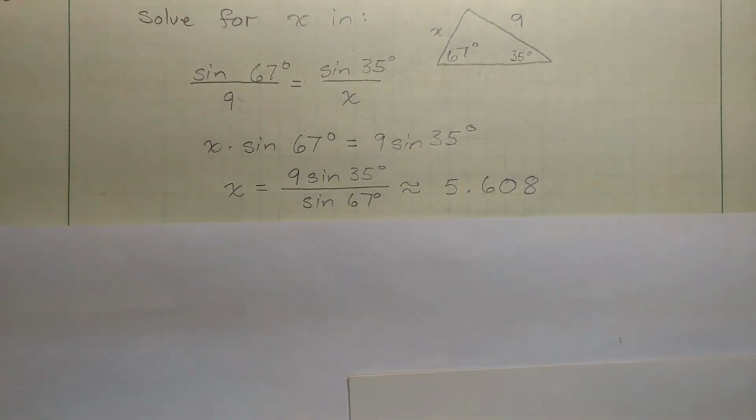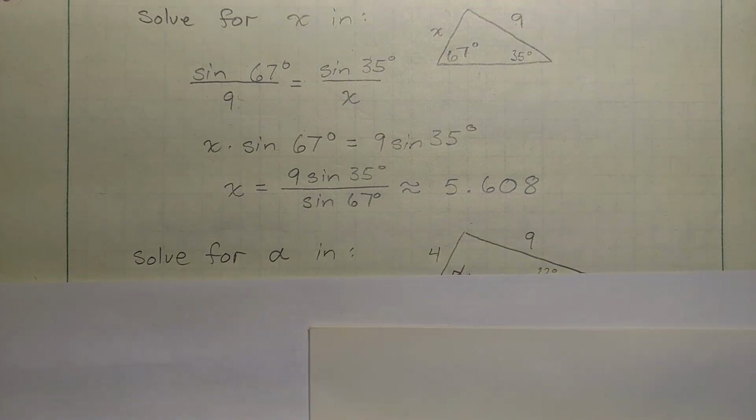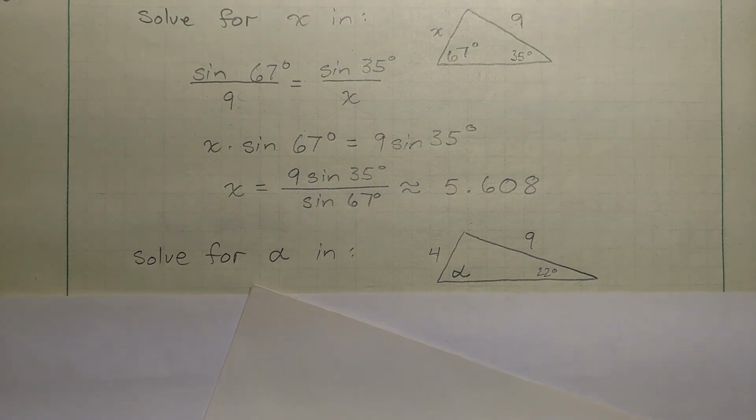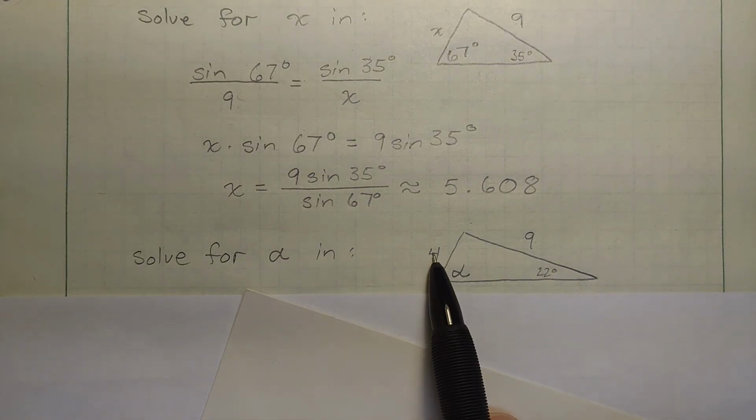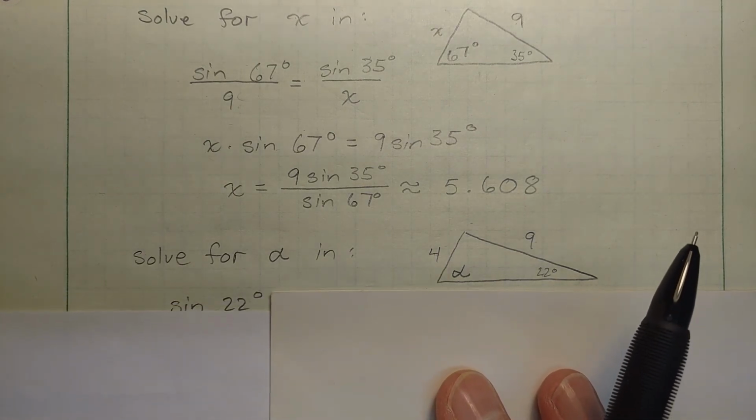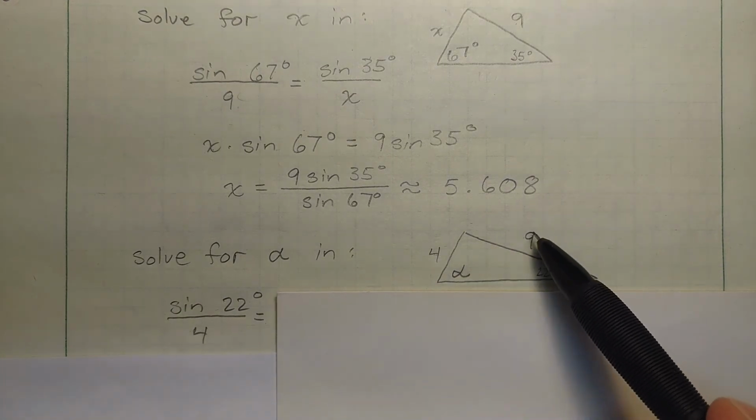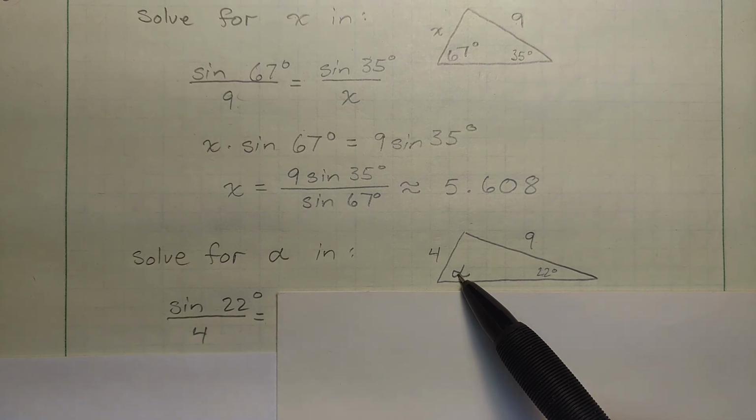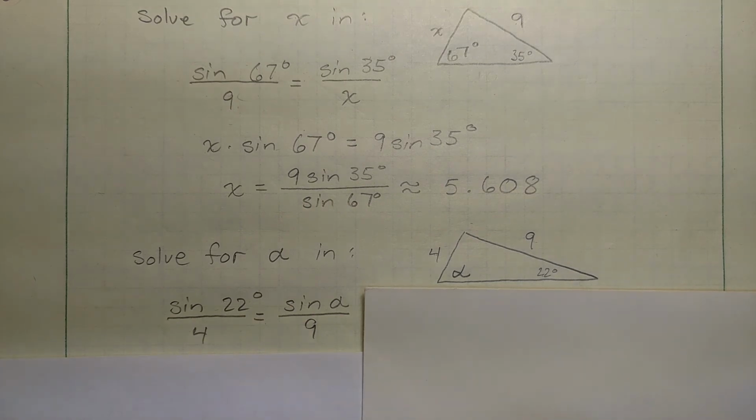All right, let's look at another example. Now we're going to solve for alpha. We're going to solve for an angle when given this triangle. Once again, we will use law of sines, and in law of sines, we always look for an angle that we know and an opposite side that we know. So here's an angle, 22 degrees, and the side opposite is 4. So we can set up that trig ratio of the sine of 22 degrees over 4. And now we can set up the sine of this unknown angle over 9. So that has to equal the sine of alpha, the unknown angle, over 9.